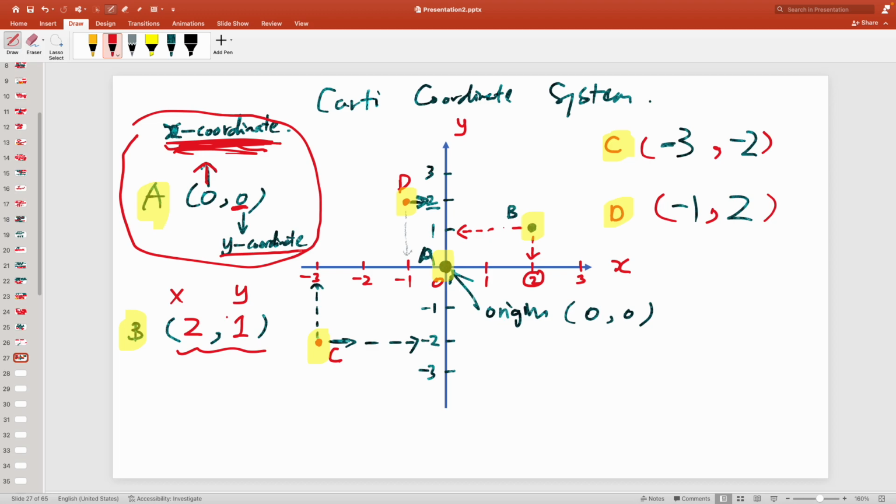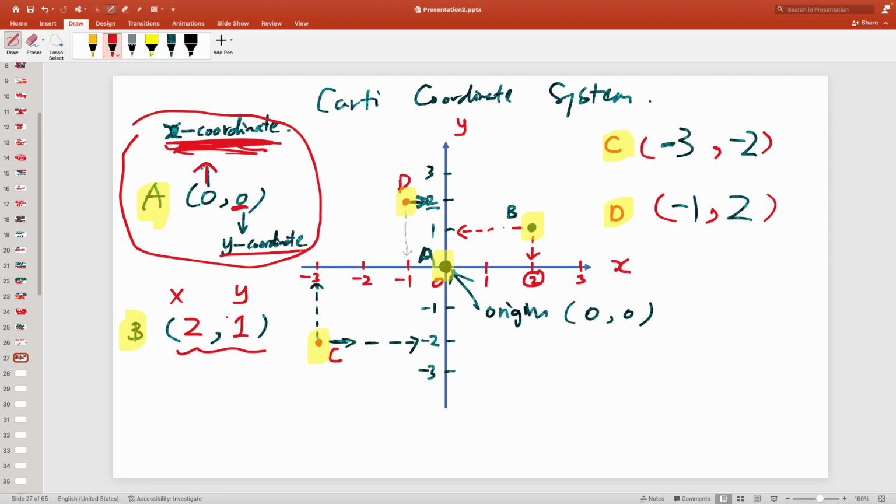Correct. Repeat. It has to sink in, register. Every point is made up of X and Y coordinate. Okay, good. So that's how you represent a point. A point must be represented by both X and Y coordinates, in this manner.